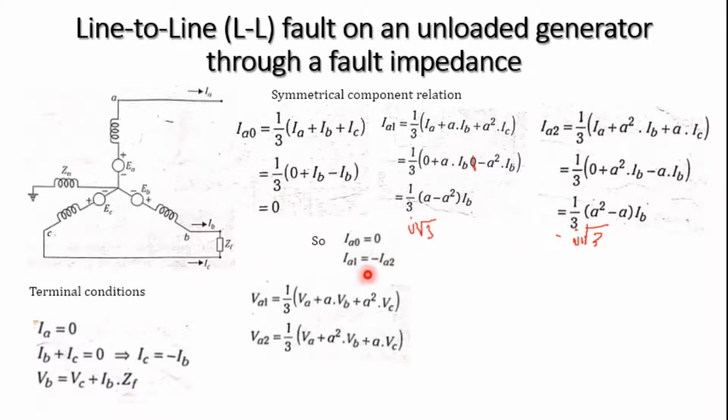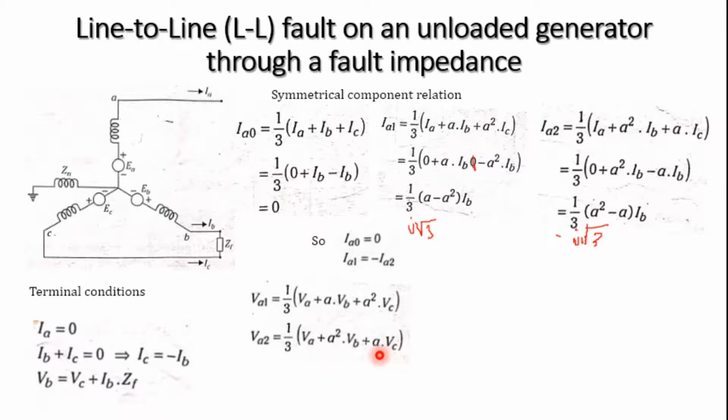Okay, so it means that if IA0 is 0, it is understood that VA0 is 0. Okay, so there is a presence of VA1 and VA2 because of the presence of IA1 and IA2. So what is VA1? VA1 is equal to 1 by 3 times of VA plus A into VB plus A square into VC. And what is VA2?